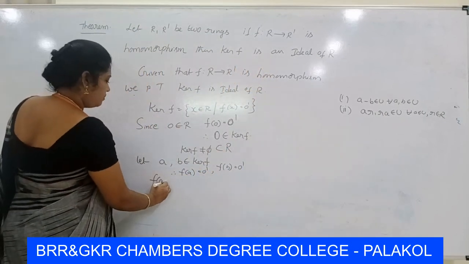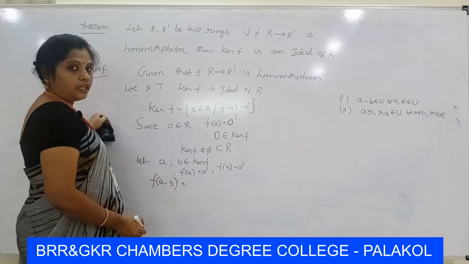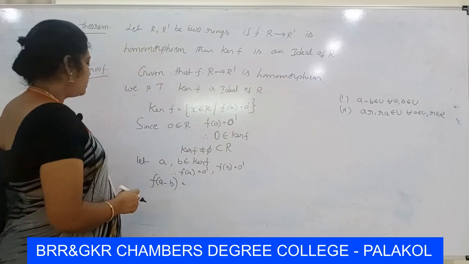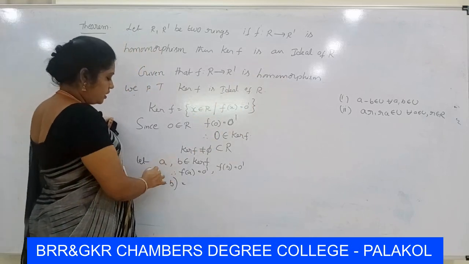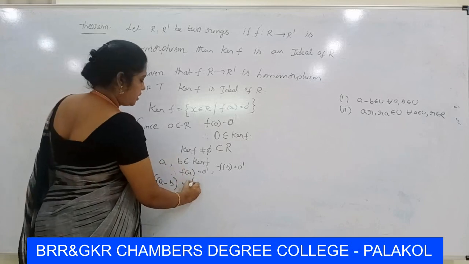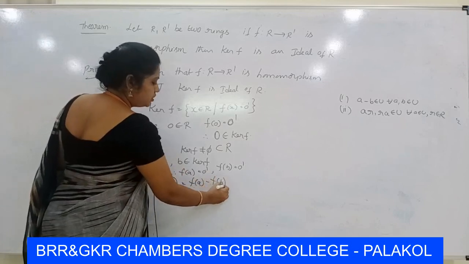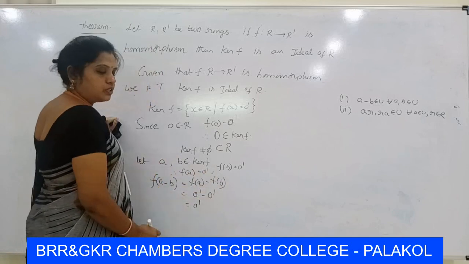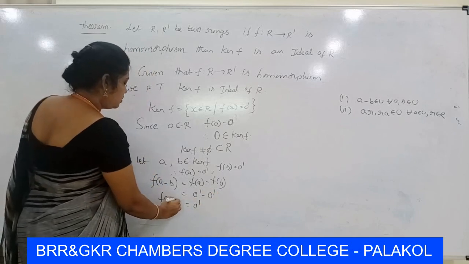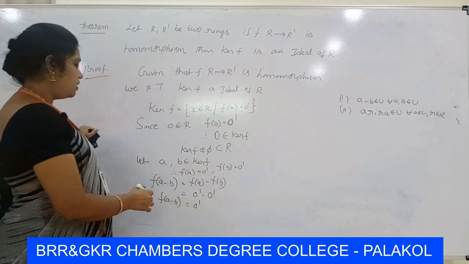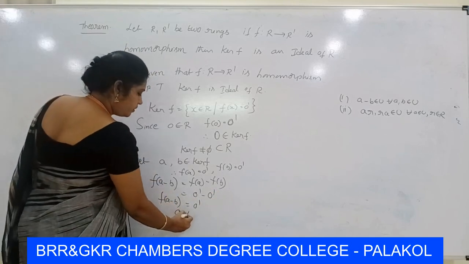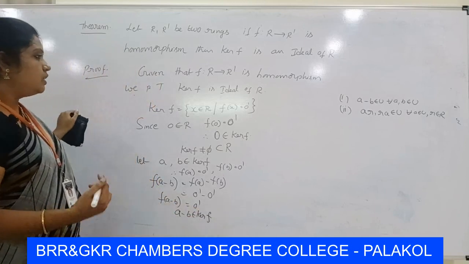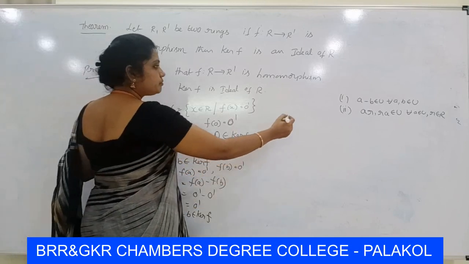Now f of a minus b is equal to, here our mapping is a homomorphism mapping. So by the theorem we have f of a minus b is equal to f of a minus f of b. So here f of a is 0 dash and f of b is also 0 dash. 0 dash minus 0 dash is 0 dash. So we get f of a minus b is equal to 0 dash. So then a minus b belongs to kernel f. So first condition is proved.